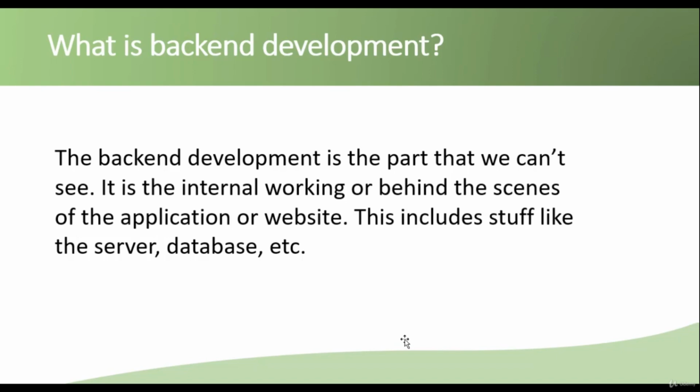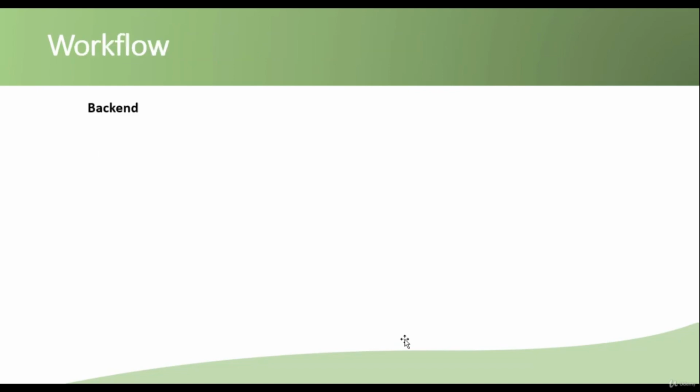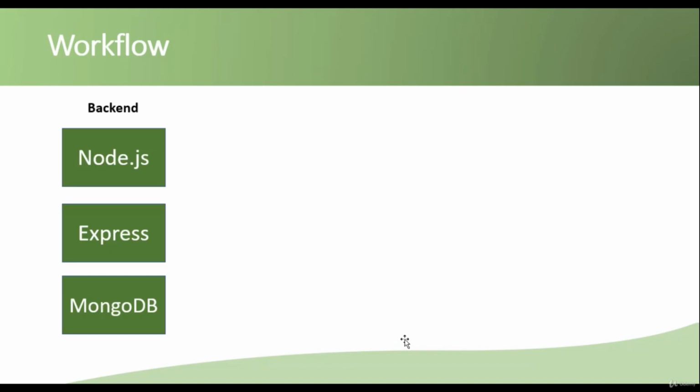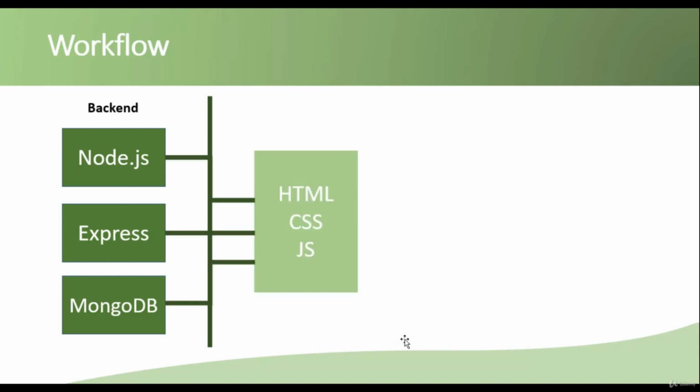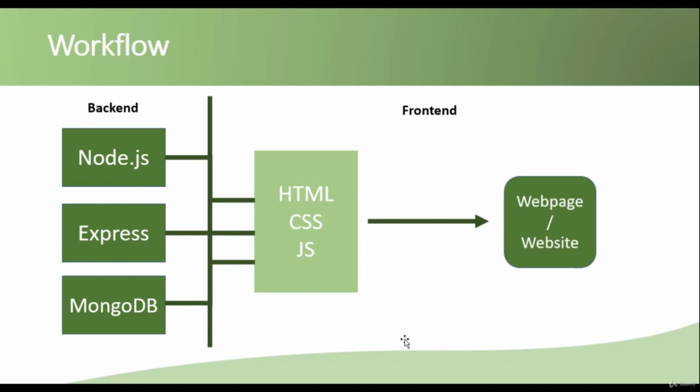Now let's discuss the workflow of development, and why we cannot see the backend of a website. For example, we have a backend on our website written in Node.js, Express and MongoDB. This is the wall between the front end and the backend of the website. Users cannot see behind this line. They cannot see the backend code or the backend stuff of the website. Next, we have the front end part, which is HTML, CSS and JavaScript, connected to the backend code. And next we have our web page or website that the user sees on the laptop or computer screen. So this wall divides the front end and the backend development. The backend development is hidden from the users. This is the basic workflow of a website.